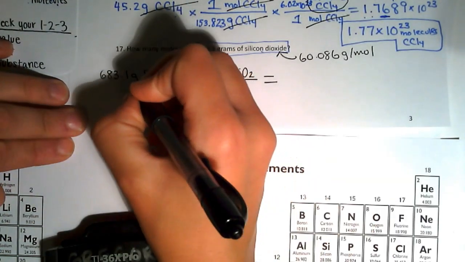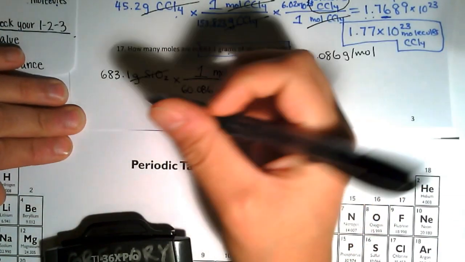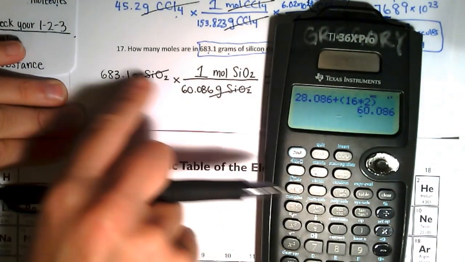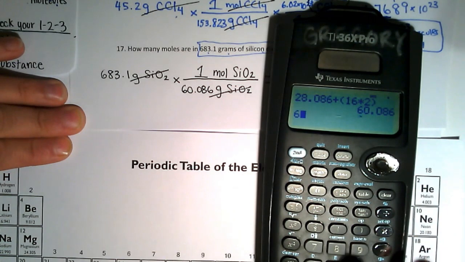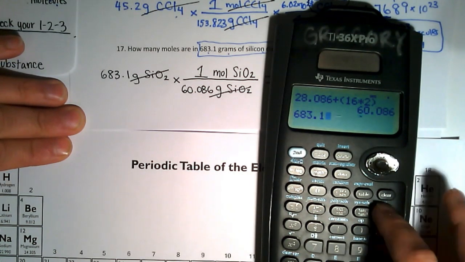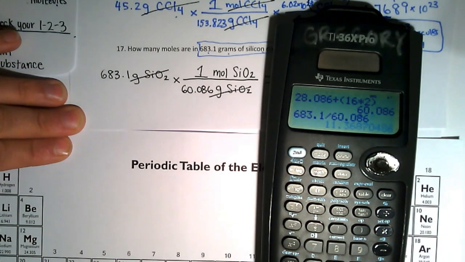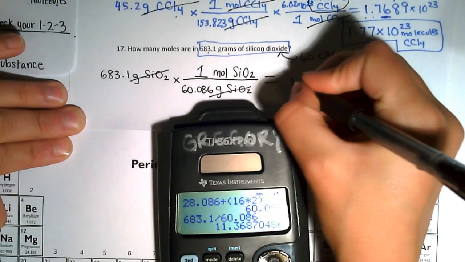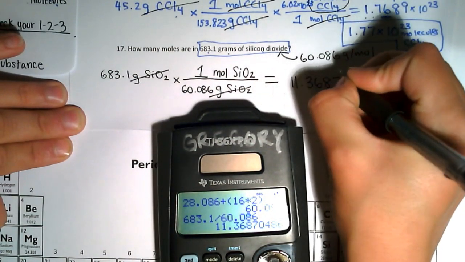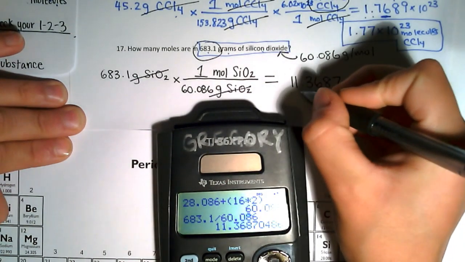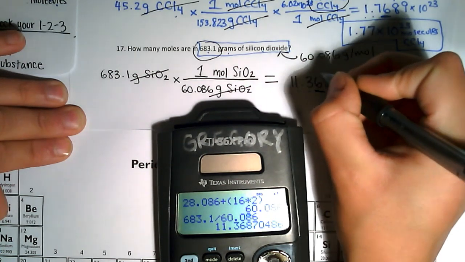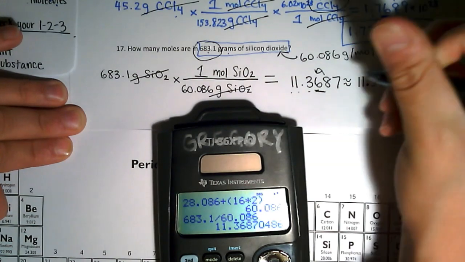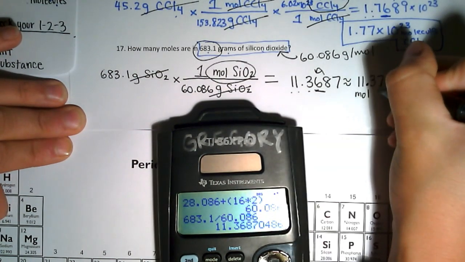Now we just need to cancel our units, and multiply and divide. So 683.1 times 1 is going to be the same thing. So I'm just going to divide these two numbers to get my final answer. 683.1 divided by my previous answer gives me 11.3687. And I need to round to 4 significant figures. 1, 2, 3, 4. And the 8's going to make my 6 round up to a 7. So this is approximately 11.37, and my units are moles of SiO2.